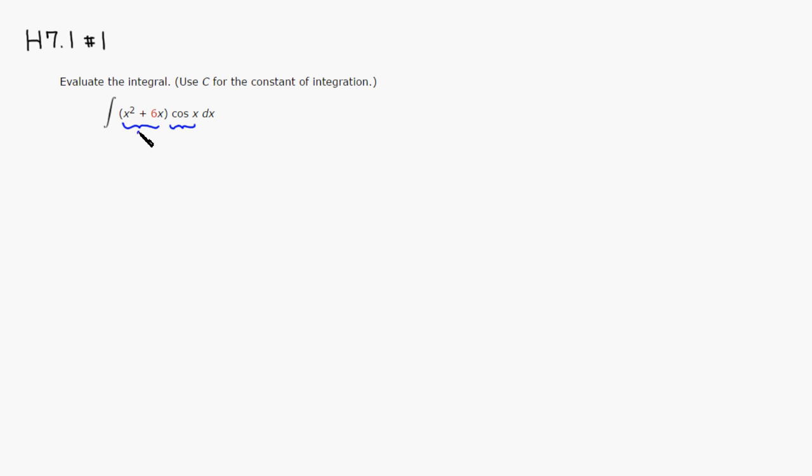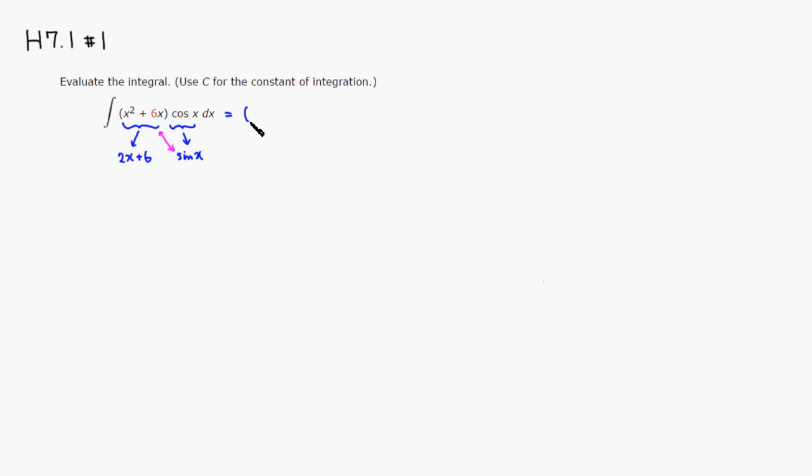We'll take the derivative of the first guy, and you're going to get 2x plus 6. And the antiderivative of the second guy would be sine of x. Right? So we multiply diagonally. We multiply these two guys together, that will make the first guy. So that's the uv part.